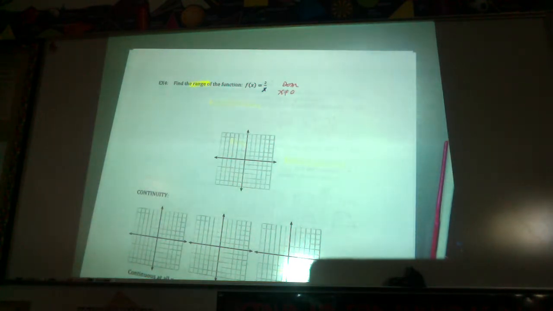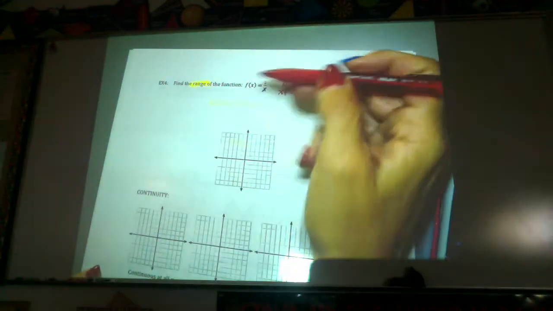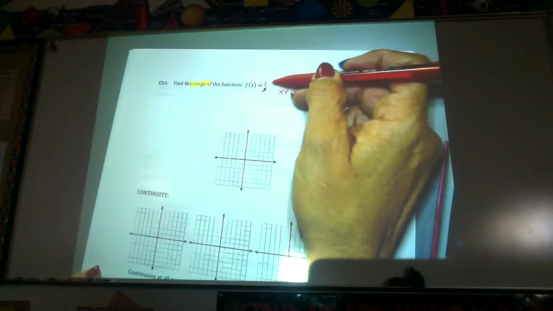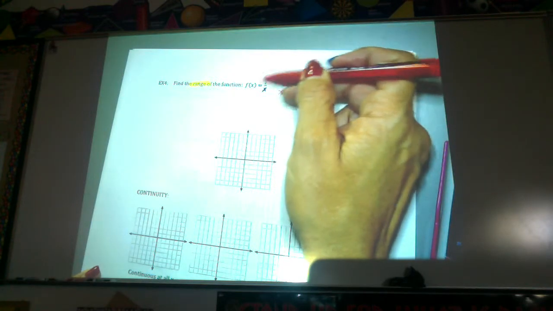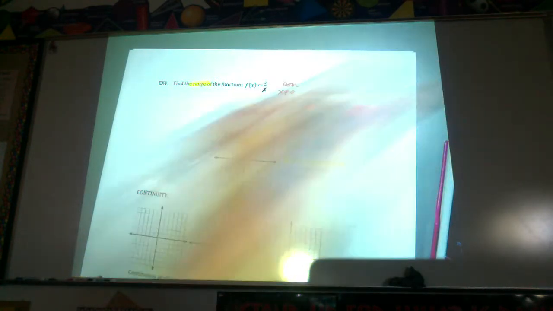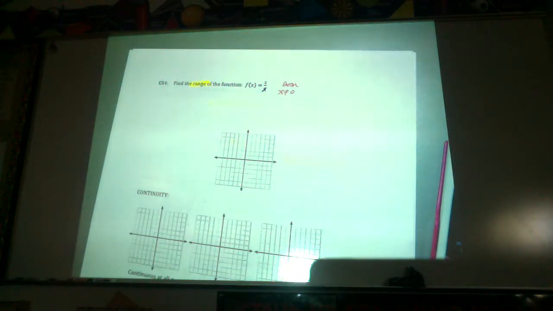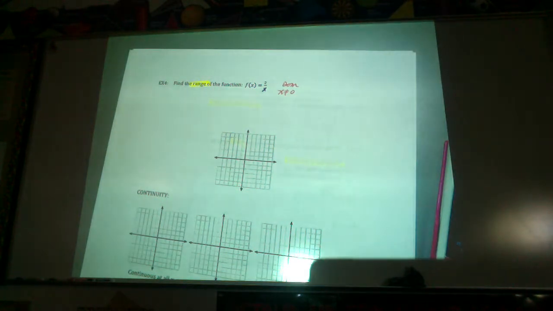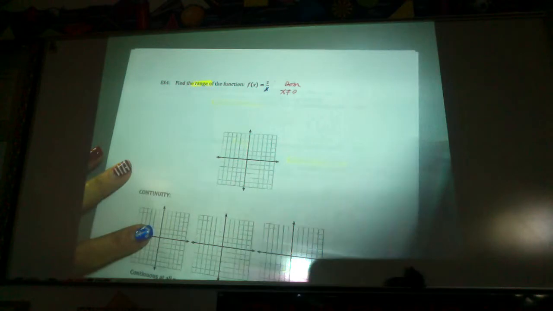Can my fraction be positive? Yes. Can my fraction be 0? Why can it not be 0? Correct. The numerator is what makes a fraction 0. Is there any fraction in the numerator? There's no way that numerator can be 0. So I'll guarantee you the restriction on the range is actually going to be 0. Because it can't be. So let's look at what the graph looks like.